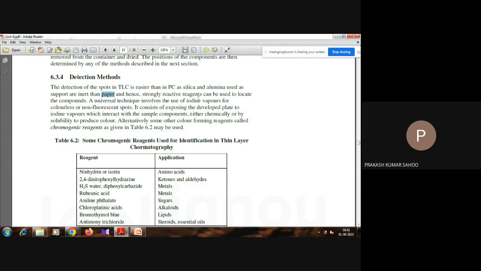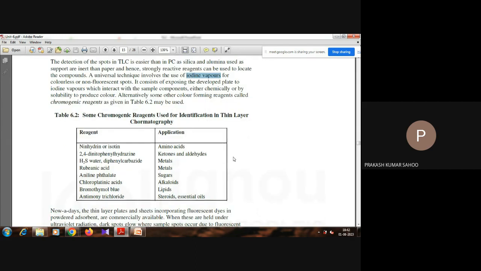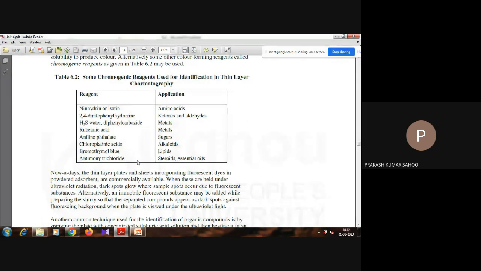Iodine is a strongly reactive reagent that can be used to locate the compound. It is a universal technique involving the use of iodine vapor. If the spots are not seen under an ultraviolet or fluorescent lamp, then an iodine vapor atmosphere is also used for spotting of the components. For colorless and non-fluorescent spots, it consists of exposing the developed plate to iodine vapor, which interacts with the sample components. So these are the reagents and these are the applications.